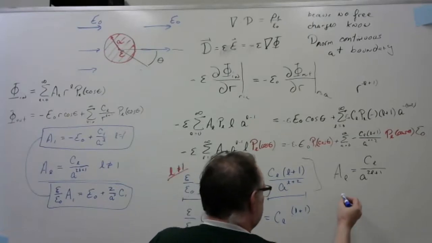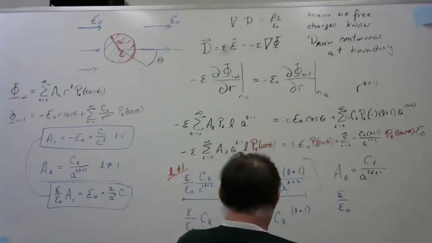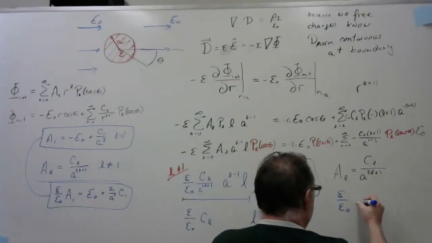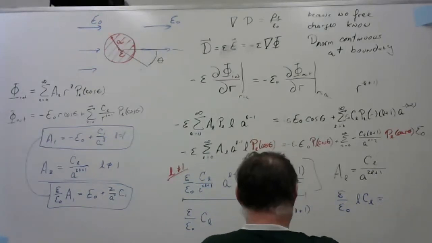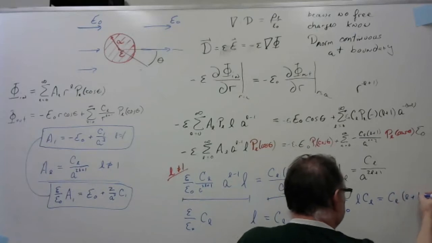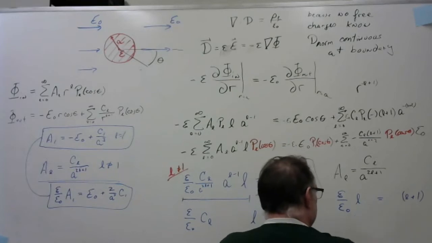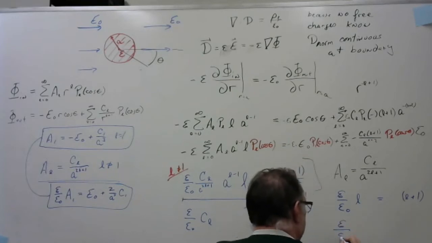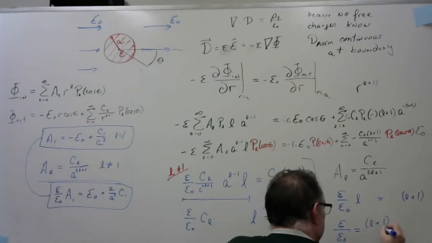And so what we get is epsilon over epsilon naught, L times CL equals CL times L plus 1. And so what we get is epsilon over epsilon naught equals L plus 1 over L.